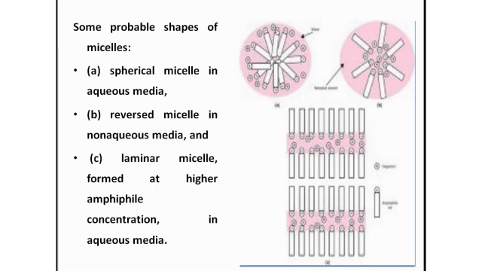These round parts are the polar heads. But if we disperse these amphiphiles in a non-polar medium, what will happen? In a non-polar medium, the polar part will now come inside, and the non-polar part will move towards the outside. This is known as the reverse micelle. It is generally formed in a non-aqueous medium. Apart from that, we may also have lamellar micelles. They align themselves in a parallel way at a higher amphiphile concentration in the aqueous medium.